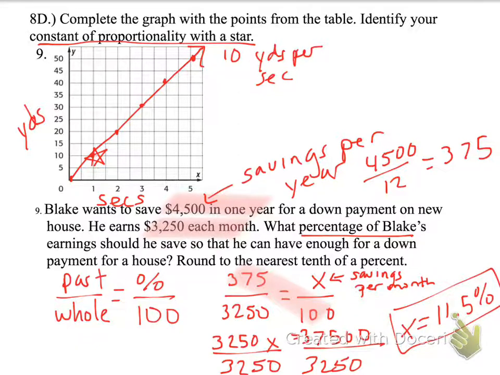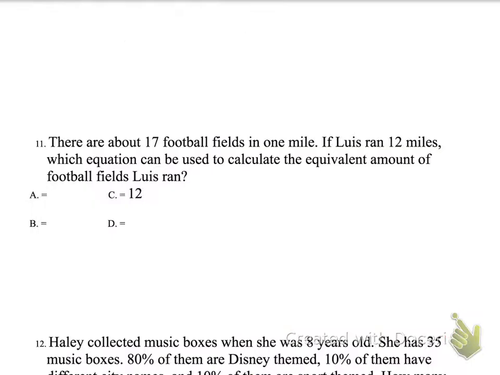Another way you could have also done this is, instead of dividing your savings per year by 12, you could have multiplied how much he earned per month by 12. It would have given you the same answer, as long as you had set your proportion up correctly still.